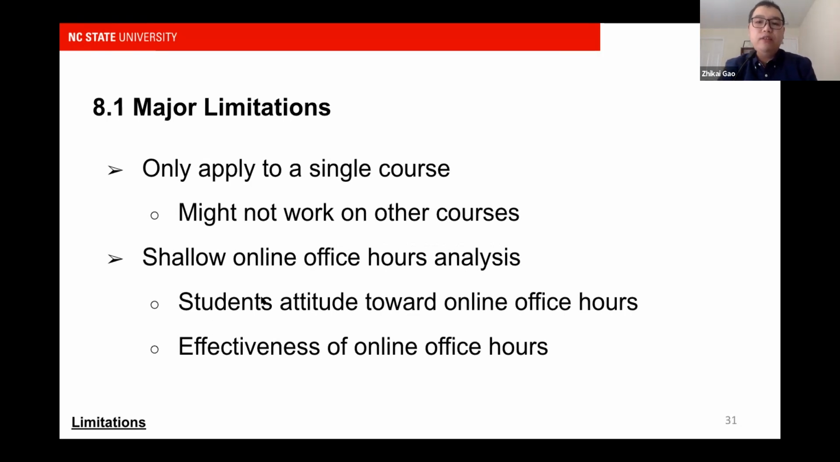Our major limitation is that the model we built only applied to a single course, so it may not work on other CS courses or non-CS courses. Also, our analysis of the online office hours is actually pretty shallow. We could expand this analysis and see students' precise attitudes toward online office hours by making more observations and gathering other related data. And also, we think that evaluating the effectiveness of online office hours could be very interesting.